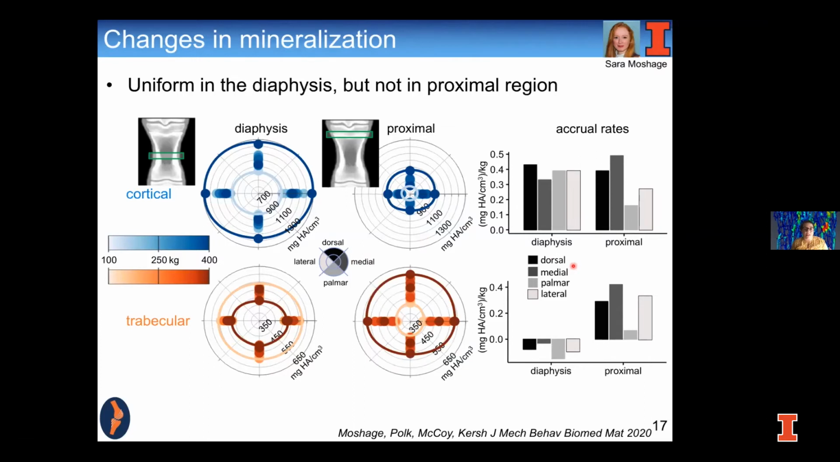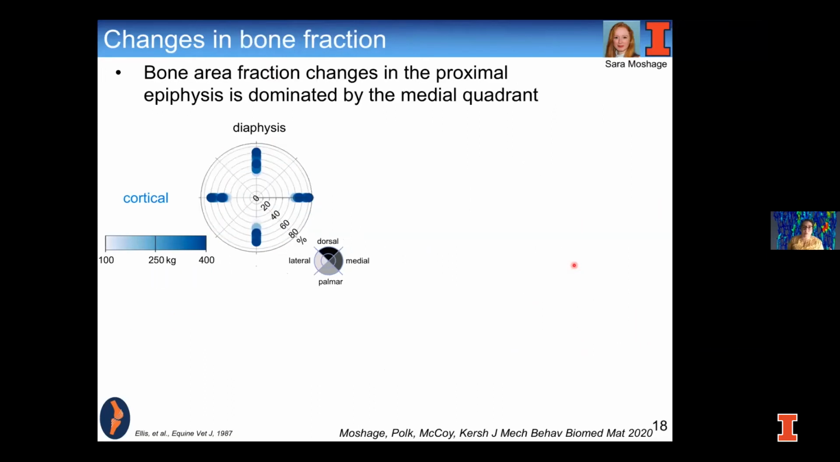And then again, in the proximal region, though, we do see the opposite trend where the trabecular bone is gradually mineralizing. Likely, it's possible it's converting to cortical bone or losing some of the trabecular bone. We can also look at differences in bone fraction. So how much bone is there? And what we see is that bone fraction changes are drastically different in the diaphysis versus the proximal aspect.